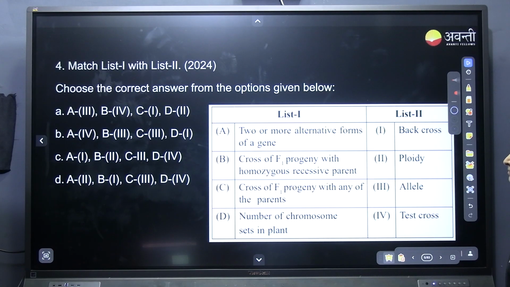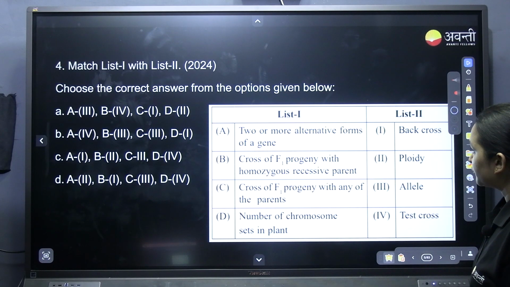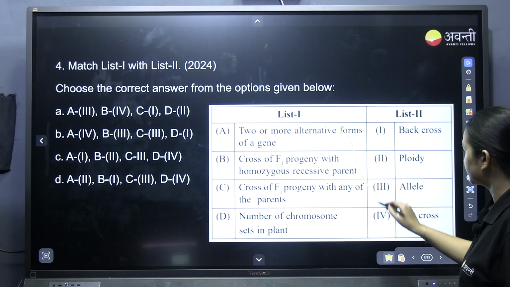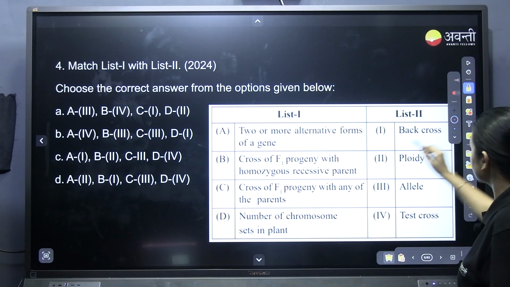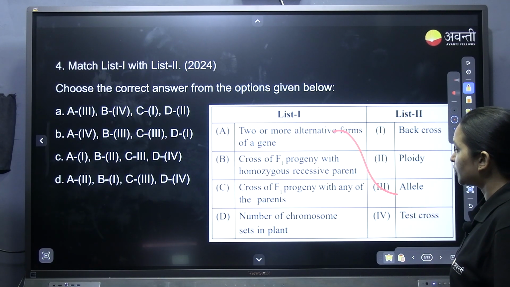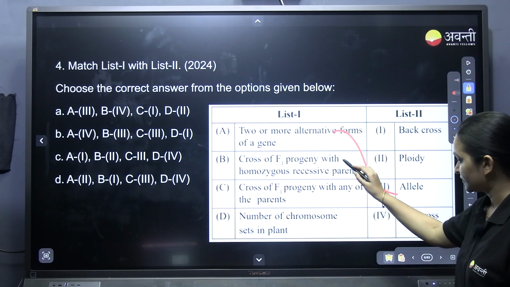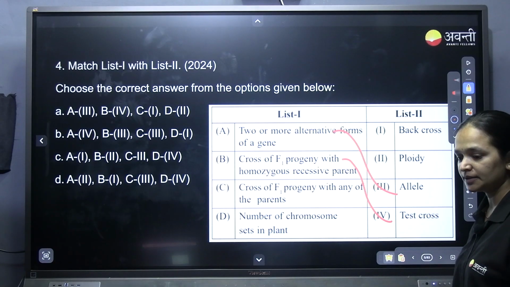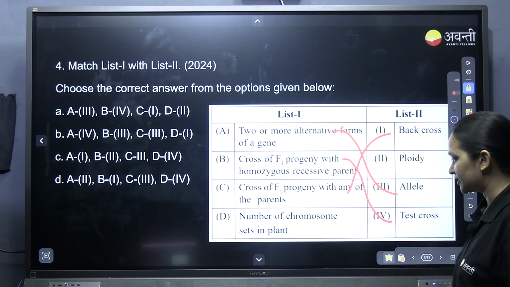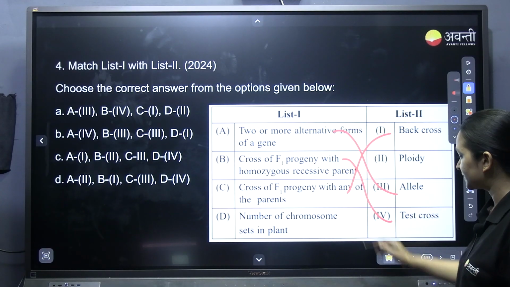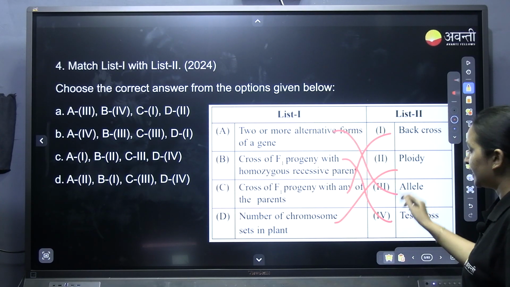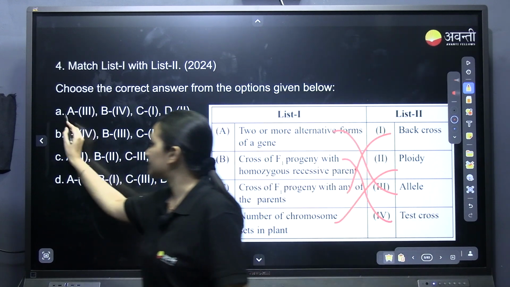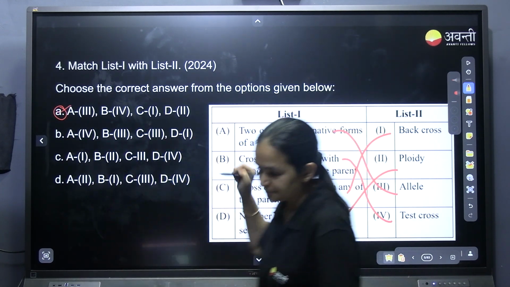Match the list. Two or more alternative forms of a gene is called allele. Yes. Cross of F1 progeny with the homozygous recessive parent is called test cross. Yes. Cross of F1 progeny with any of the parent is called back cross. Number of chromosome sets in a plant is called ploidy. A3. Okay, with the first match itself we will get the answer, that is A is the correct answer.